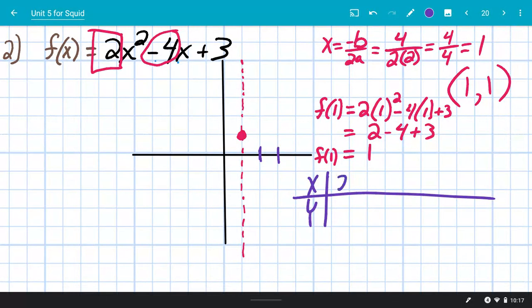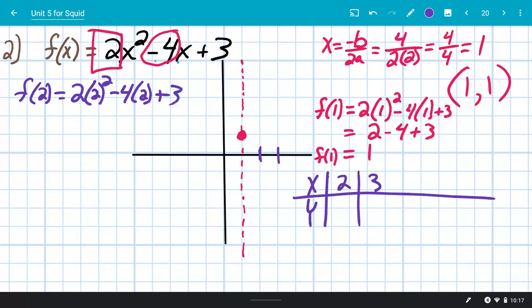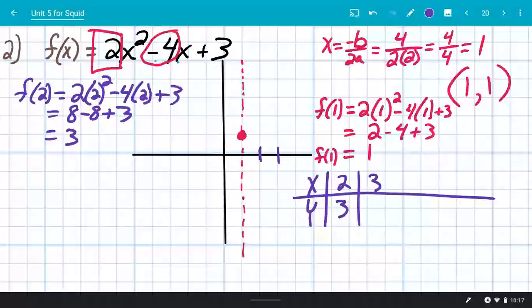And I'm supposed to take 2 and 3, and I'm supposed to plug them into this equation. So I'm supposed to find f of 2, which would be 2 times 2 squared minus 4 times 2 plus 3. Well, 2 squared is 4. 2 times 4 is 8. Minus 8 plus 3 is 3. You okay with what I did there? I know I did it fast.